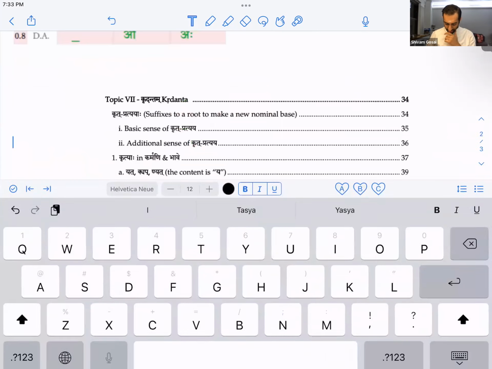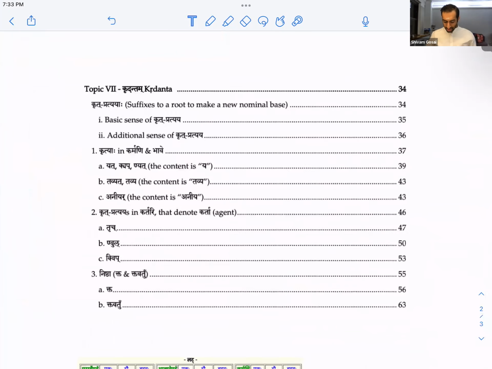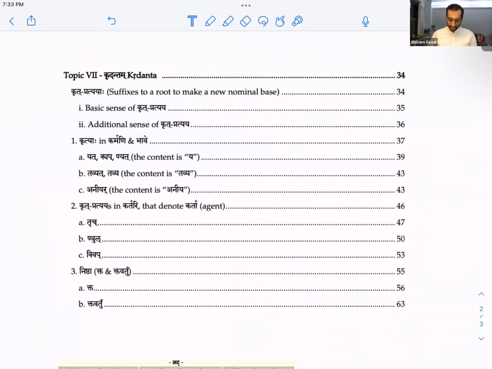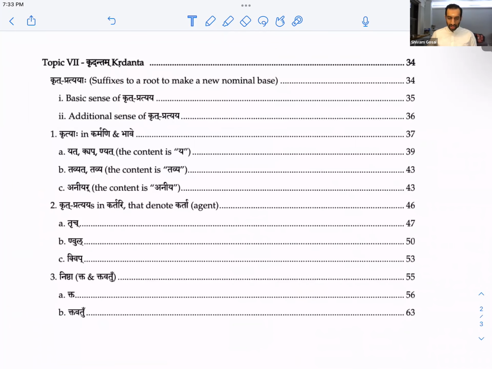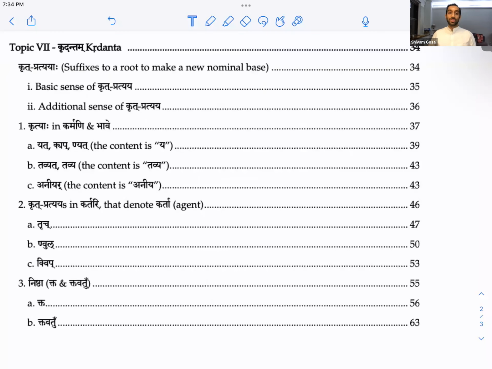So today we'll continue with our topic of Kṛdanta. We've seen Kṛtya, the Yakara, Tavya, and Aniya in the Kṛdanta section. Then we started seeing Kartari Kṛdanta in the past few classes. We've seen Trich. We are still examining Nvul, and Kvip we quickly saw as well. So we're going to review Nvul and Kvip and see some more examples. And then hopefully, if we get some time, we'll start Nishtha.